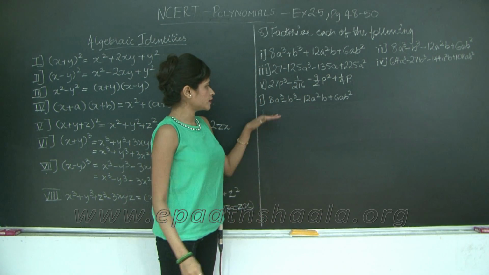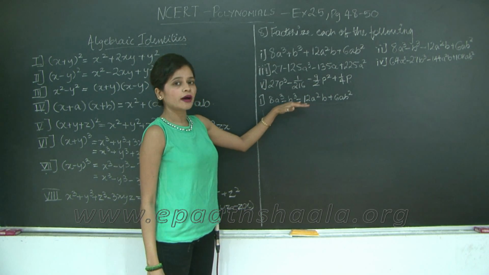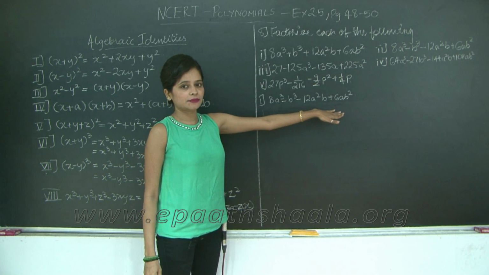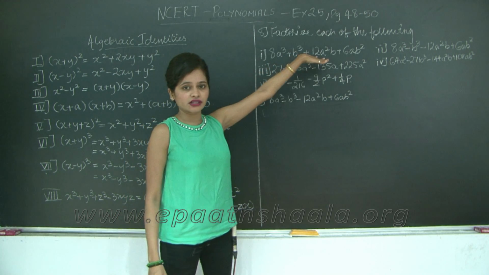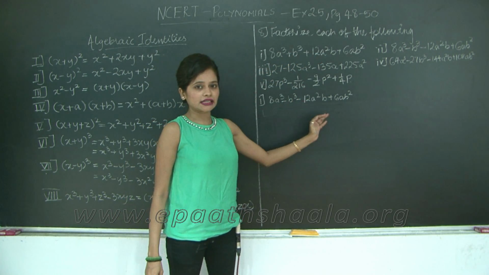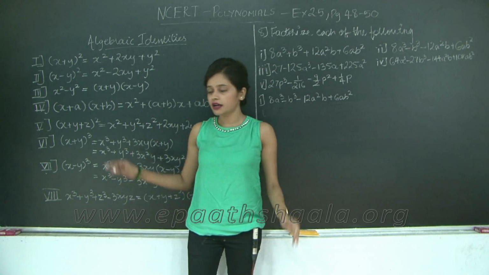So my question number 2 is 8a cube minus b cube minus 12a square b plus 6ab square. Now this is similar to the previous one, however with a difference of negative sign, right? Now let's check our identities.